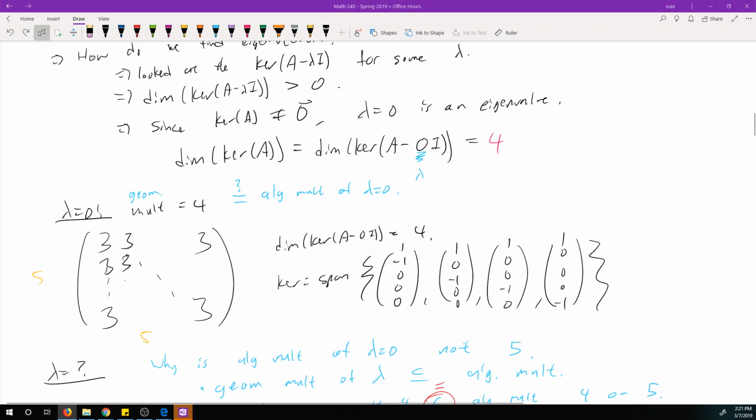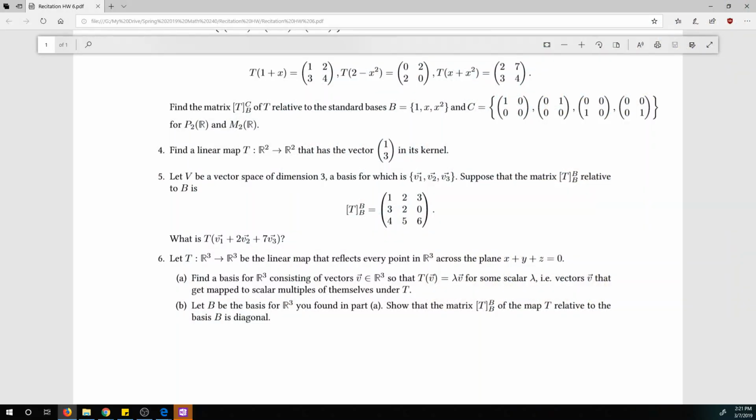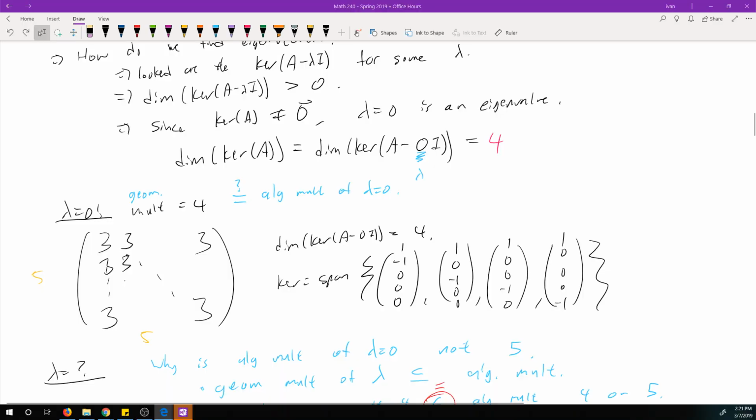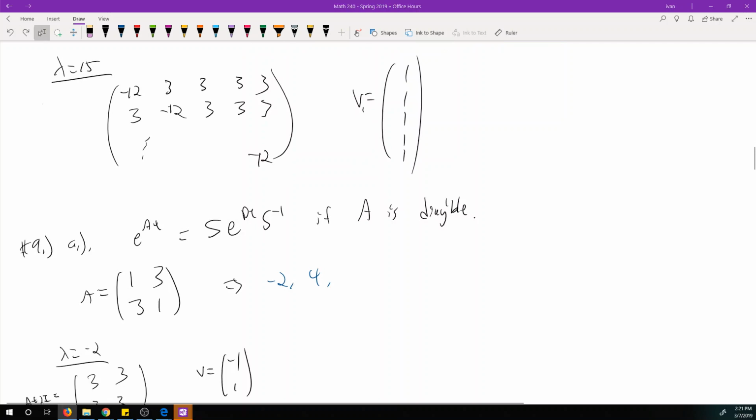Okay, can you do 6? I'm guessing that's the regular homework. Regular homework 6. Okay. So you just want to determine if it's diagonalizable or not. This one should be pretty straightforward. Unless you mean recitation homework 6, which I already did, right? Yeah. Okay. So number 6 on the regular homework.